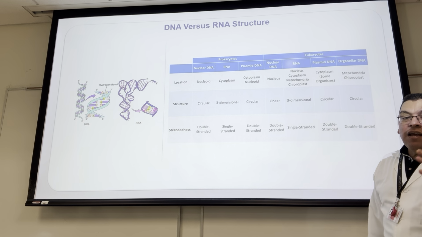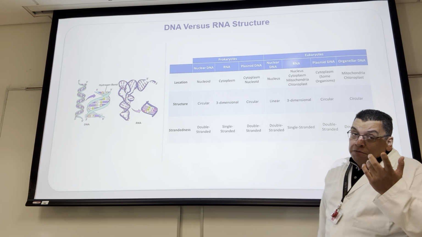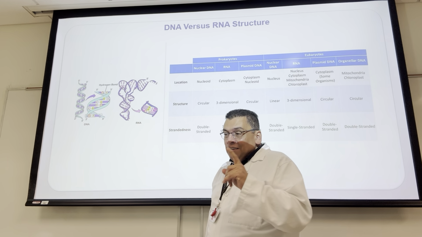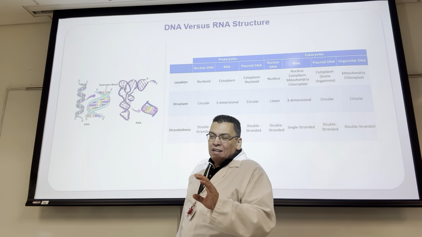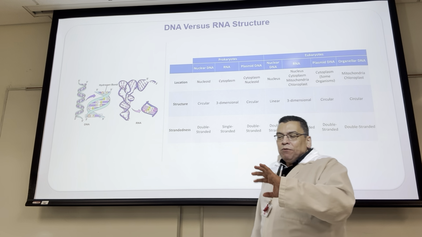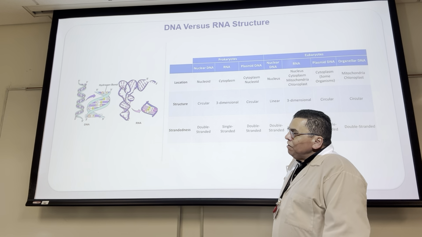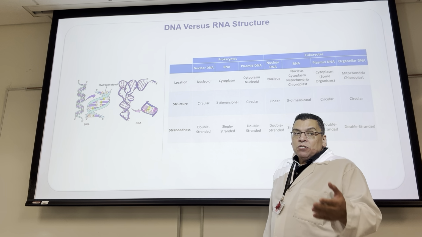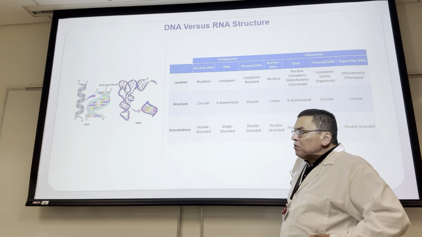Now, if we look at DNA, we find that DNA is double-stranded. Now, remember in viruses, that's true for the most part. But when we come to viruses, they tend to break the rule. Yeah, but it's true for the most part. DNA is double-stranded. RNA is single-stranded, and it's true for the most part, unless you are talking about certain viruses.